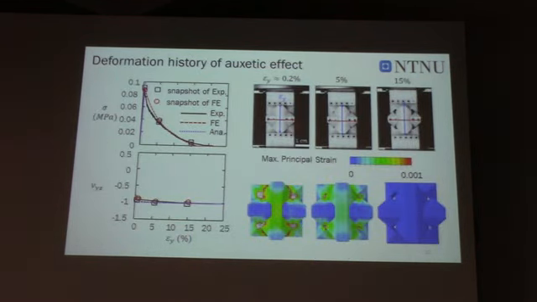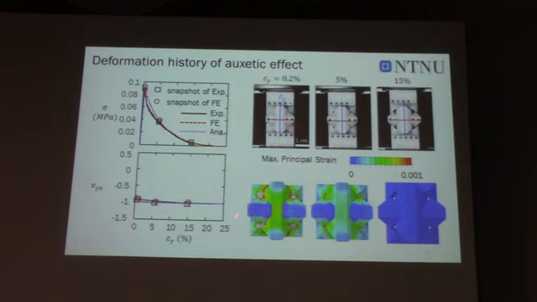Here is the deformation history of this auxetic effect. On the left is my experimental and simulation result. The simulation captures the experimental curves, and my analytical model based on contact mechanics can predict the stiffness of these mechanical metamaterials. For the Poisson's ratios, the simulation and experimental results are quite similar, and the analytical model predicts a Poisson's ratio reaching the limit of isotropic materials.